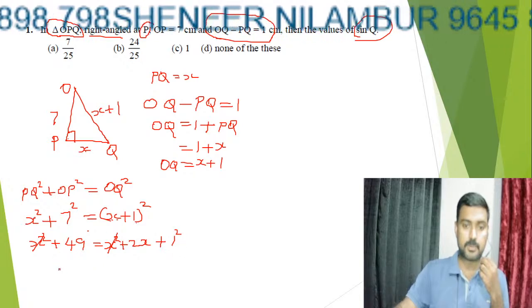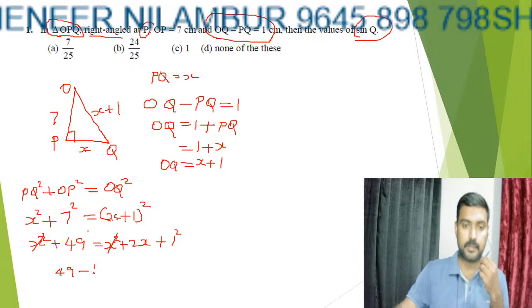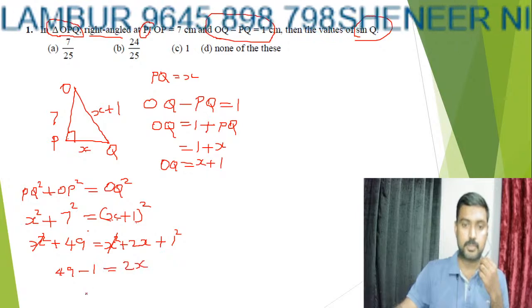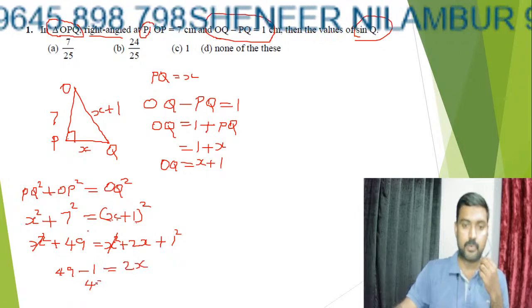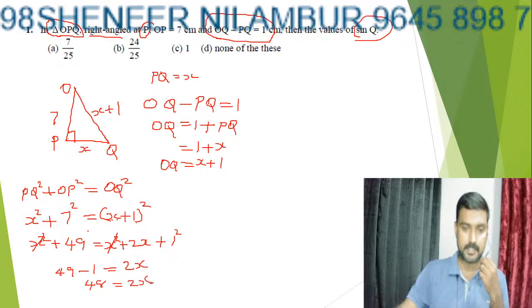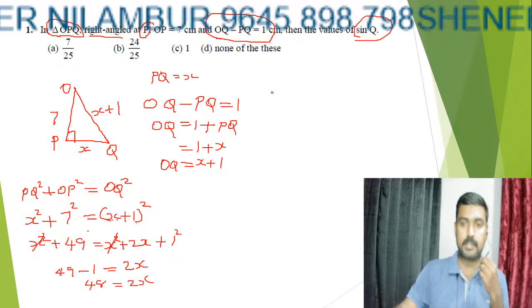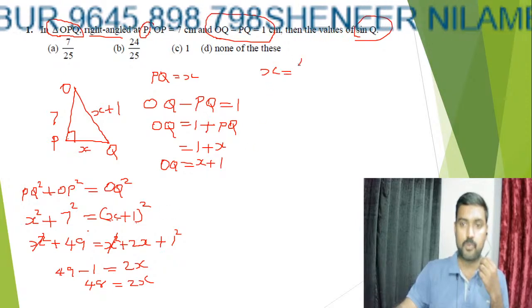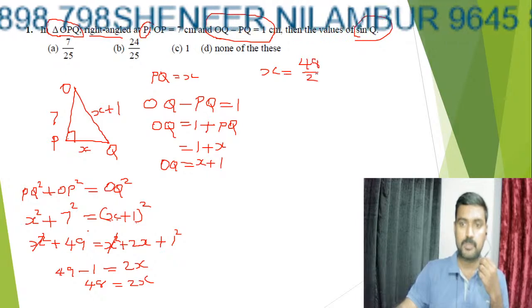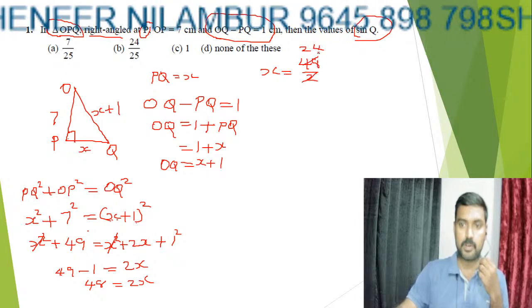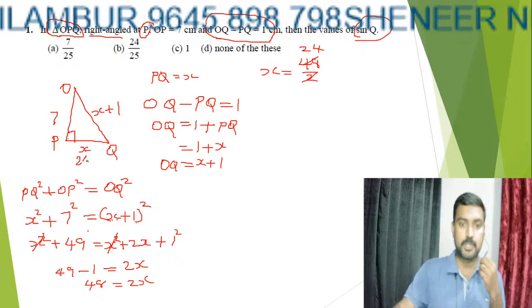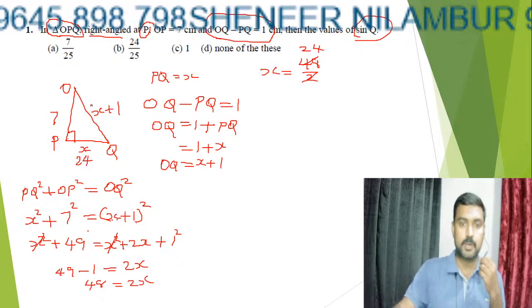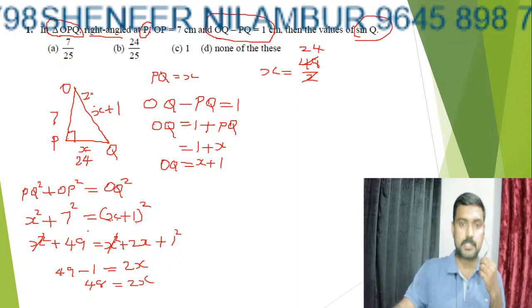If it comes to the left side, it will be 49 minus 1 is equal to 2x. So we will get 48 is equal to 2x. And 2 comes to this side, we will get x is equal to 48 by 2, which is equal to 24. So we got x is equal to 24. So what will be x plus 1? 24 plus 1, that means 25.